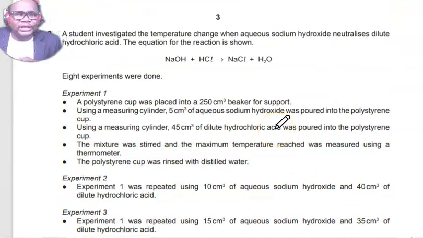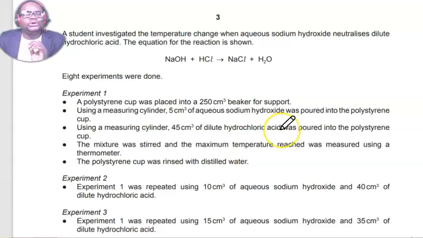A student investigated the temperature change when aqueous sodium hydroxide neutralizes hydrochloric acid.